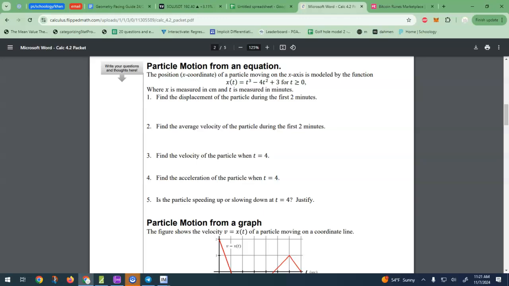So did the particle move forward or backwards during that time? Backwards, because you can look at it like a number line. At the beginning, I was here. At the end, I was here. So I must have gone backwards. And how much did I go backwards? 8. So it's -8. It's backwards. -8 centimeters.